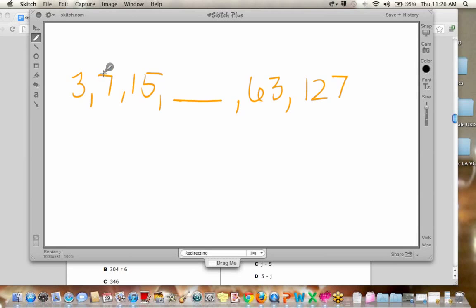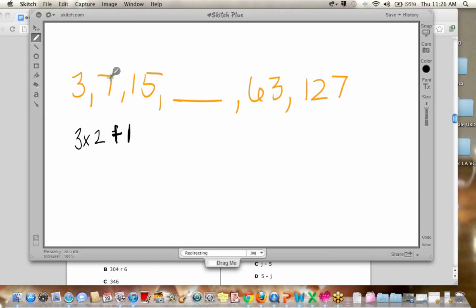Okay, well, 3 plus 4 is 7. But is 7 plus 4 15? No, 7 plus 8 is 15. Ah, so what am I doing? I'm actually multiplying by 2 and then adding 1, right? Yep. Okay, so 3 times 2 is 6 plus 1 is 7.